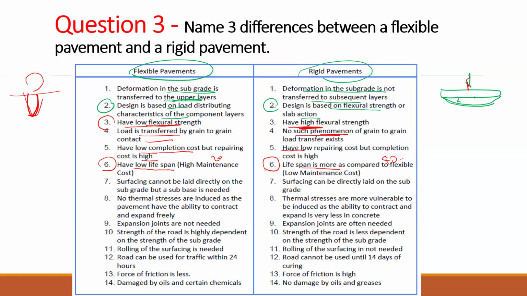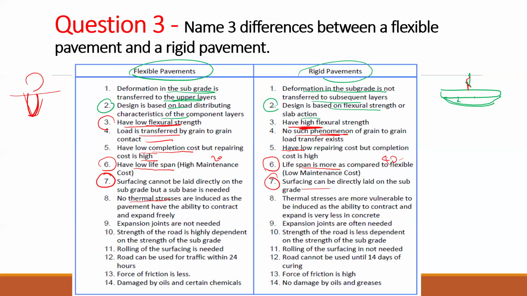Seven, surfacing cannot be laid directly on the subgrade, but a sub base is needed. So you can't lay the base on top of the native soil in flexible pavement. You need to have a sub base as well. But here you can have concrete on top of the native soil.